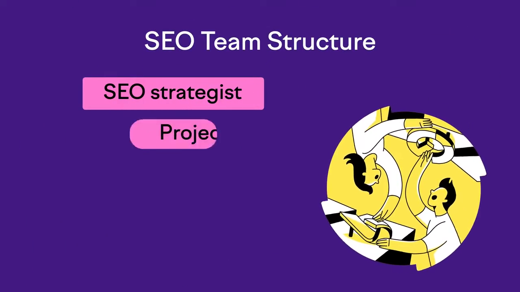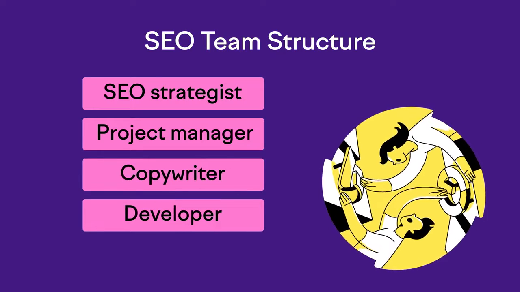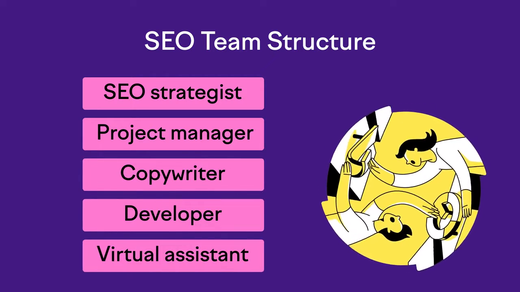So now that you know how to optimize for all of these SEO opportunities, who should be responsible for doing this work? Well, let me explain. A lean SEO team will have the following members. Number 1, an SEO strategist. Number 2, project manager. Number 3, copywriter. Number 4, developer. And number 5, a virtual assistant or VA.